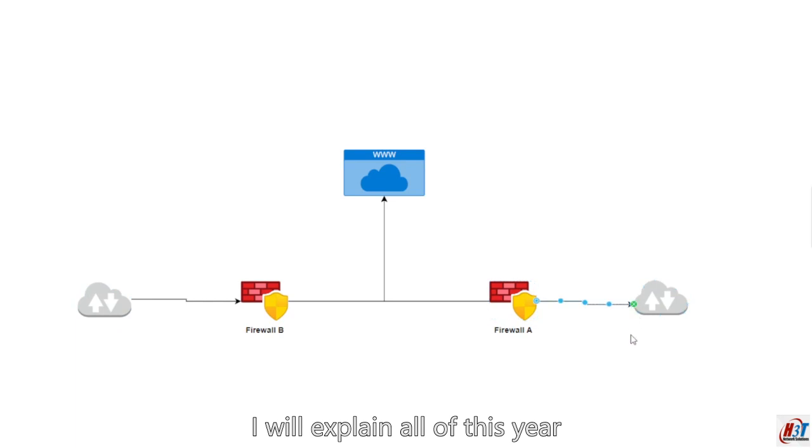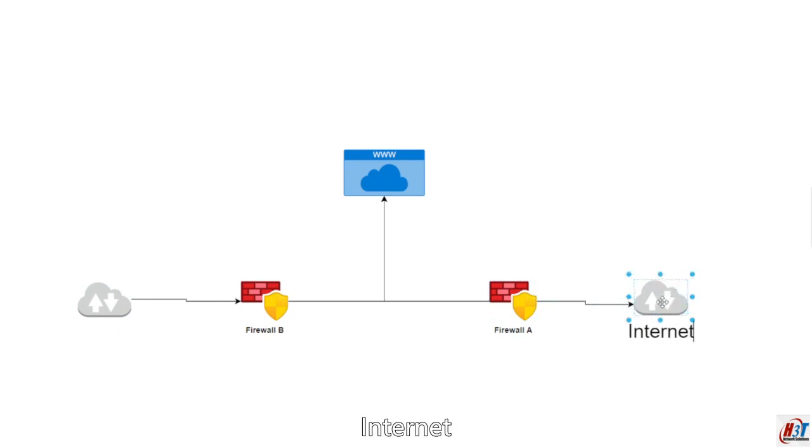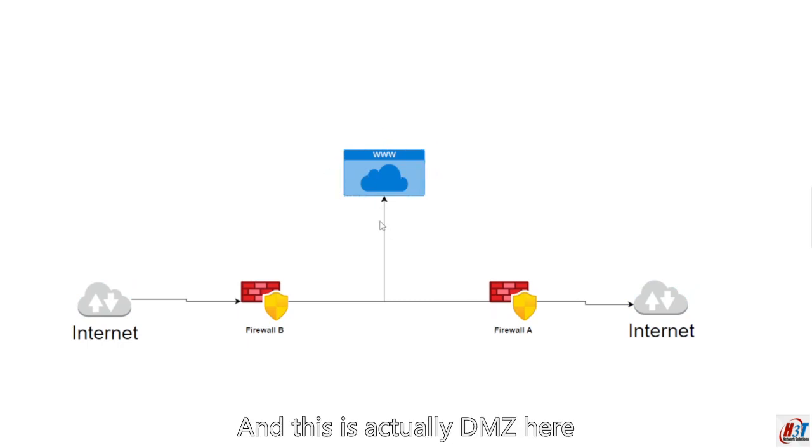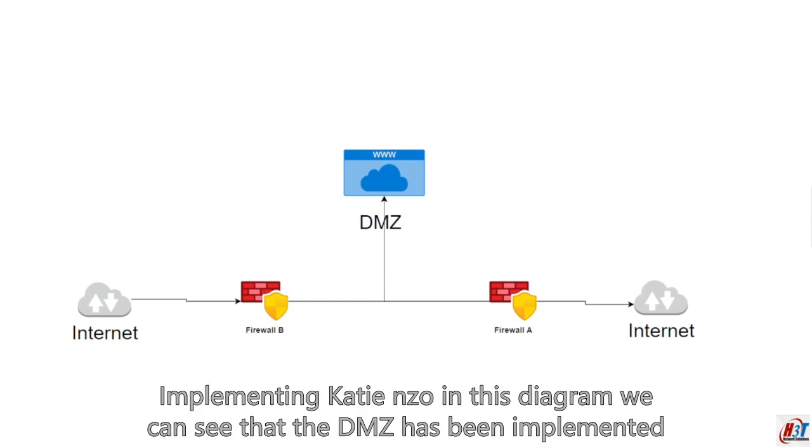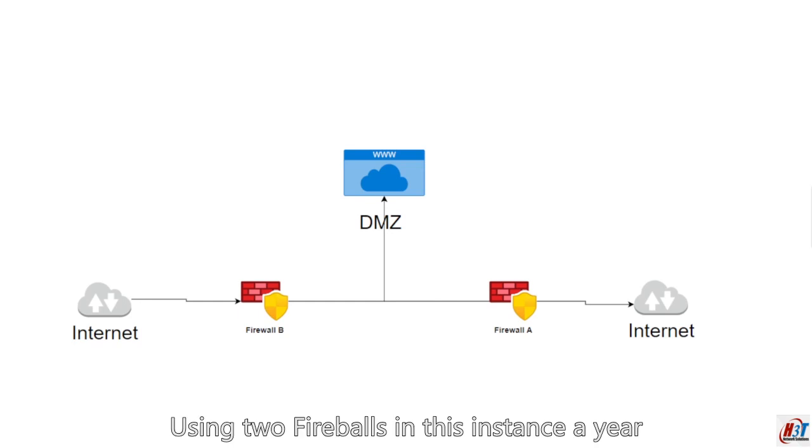I will explain all of this here. Internet here, and this is actually the DMZ here, DMZ. So this diagram shows examples of firewall placement when implementing a DMZ. In this diagram, we can see that the DMZ has been implemented using two firewalls.